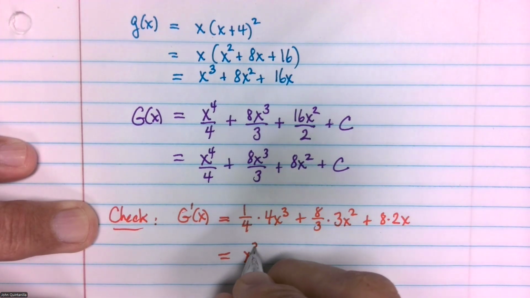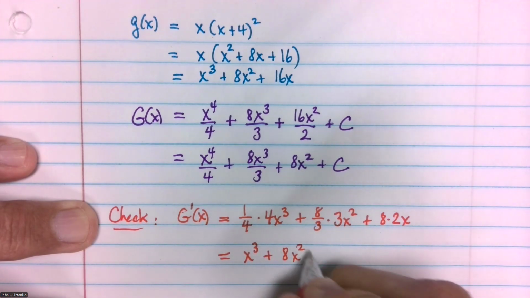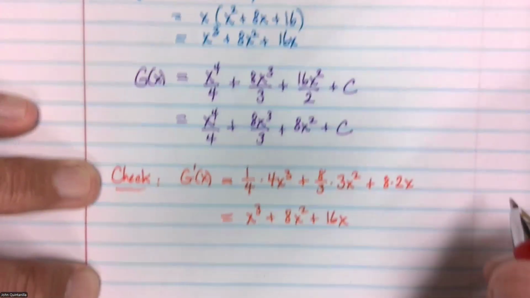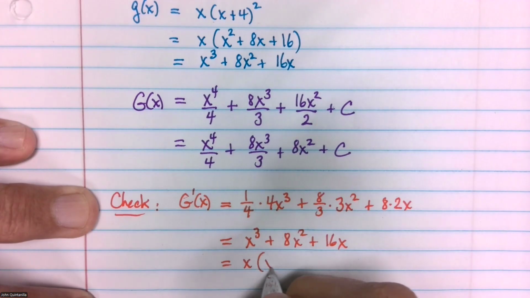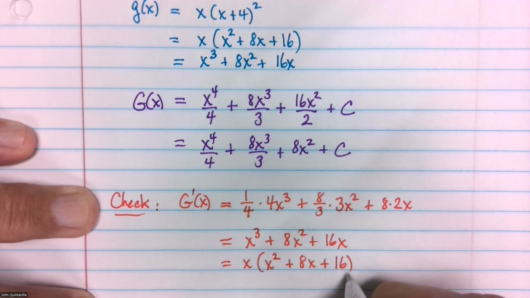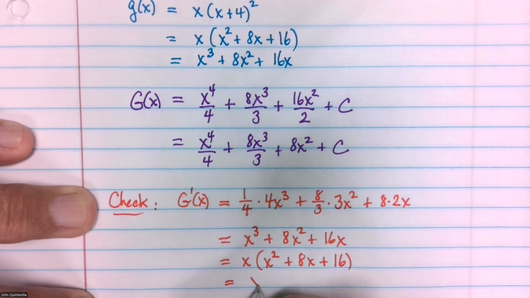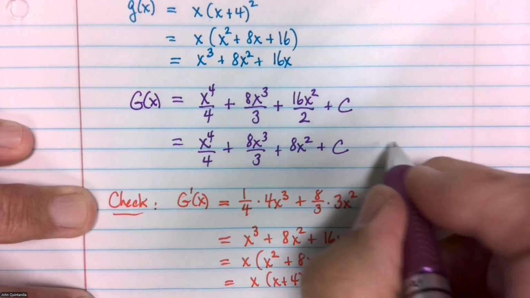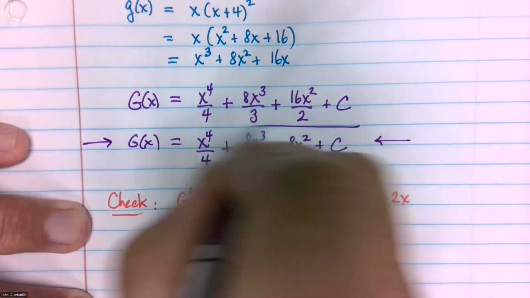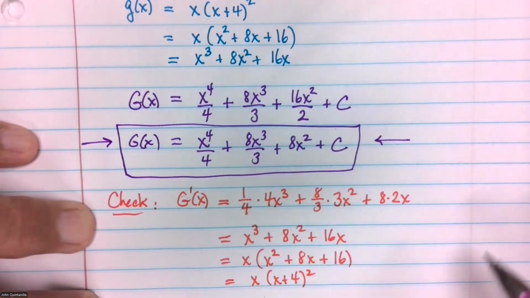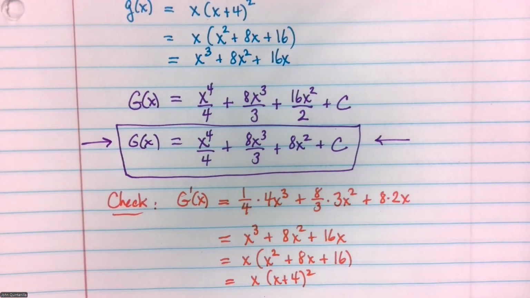And so this is x cubed plus 8x squared plus 16x. Here I can factor an x out. So x times the quantity x squared plus 8x plus 16. And lo and behold, I end up right where I started, x times (x plus 4) quantity squared. So the last line in purple, where I'm drawing these arrows and boxing, this is the answer. The work that I did here in red is something that I can do to check and make sure that I did the work correctly.